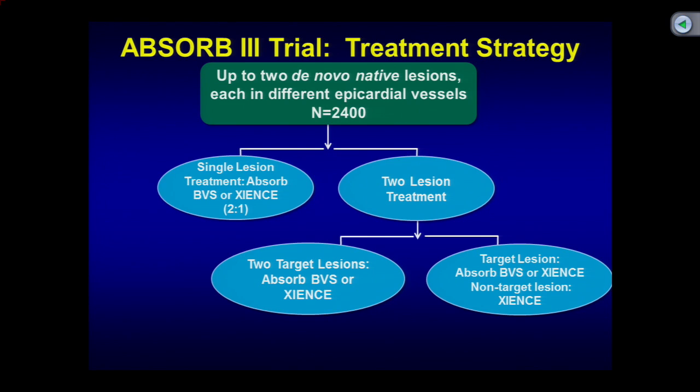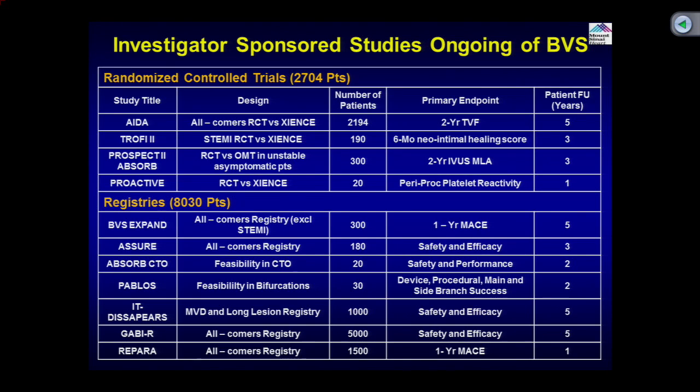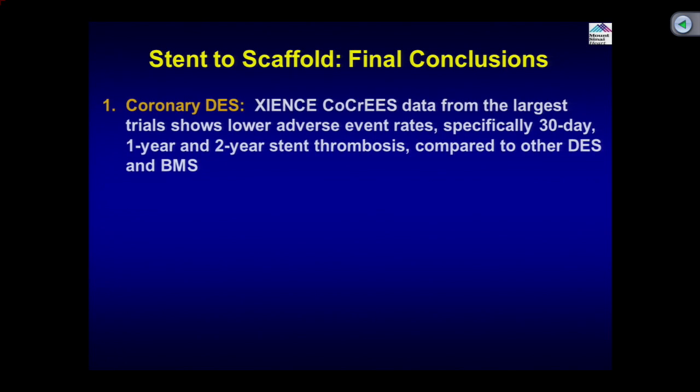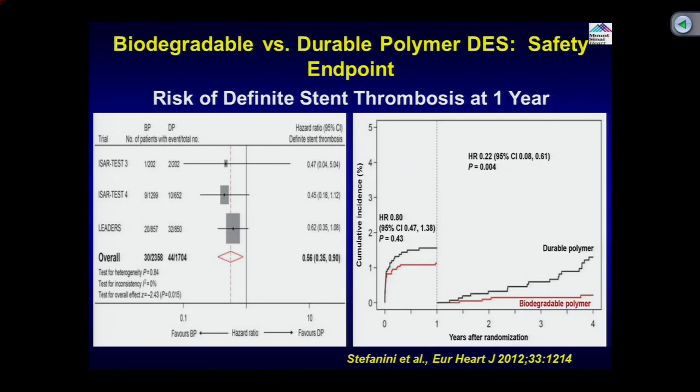Then, of course, the data will be in ABSORB III, a trial of 2,000-plus patients that has been completed and is likely to be presented next year at the European Society meeting or TCT. ABSORB IV is basically for the vasodilatation and angina point of view as a primary endpoint. And then many other studies are ongoing, which will really tell us where the BVS is going to settle in our therapeutic armamentarium. Therefore, we just need to know that the Absorb BVS has reasonable data comparable with our excellent drug-eluting stents, but the technique is very important to get the best outcome in these cases.